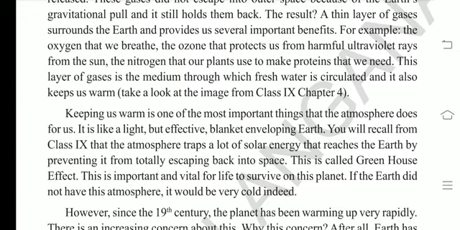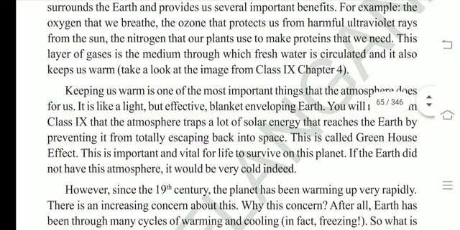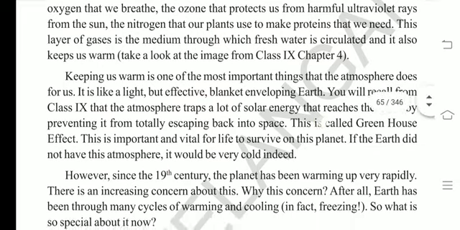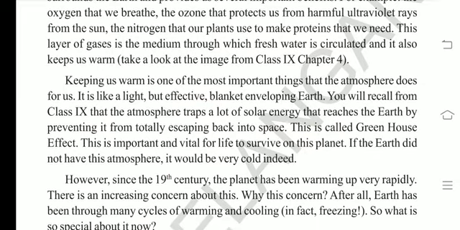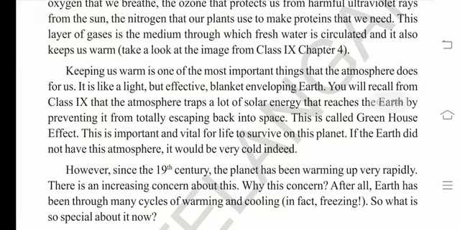Understand? Just assume what would happen if this thin layer were not there. It would be very cold indeed. Because the heat absorbed by earth would be released into space, no? If all the heat absorbed by earth goes into space, then earth would be a cold planet, right? So we are safe from that cold status just because of the greenhouse gas effect, that is, the atmosphere.